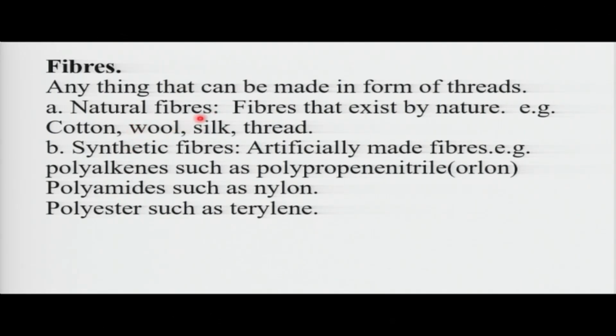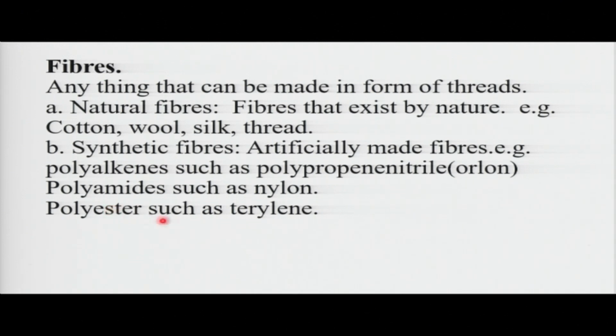So let's talk about fibers. When someone talks about a fiber, it means anything which can be made in the form of threads. Examples of fibers: we have natural fibers, cotton, wool, silk, and threads. Wool comes from animals, silk comes from caterpillars. Then you also have synthetic fibers which are artificially made. When we were talking about the polyalkenes, we talked about, for example, polypropylene, which is orlon. We also talked about an example of condensation polymers like polyamides, which is nylon. We also gave an example of polyester.